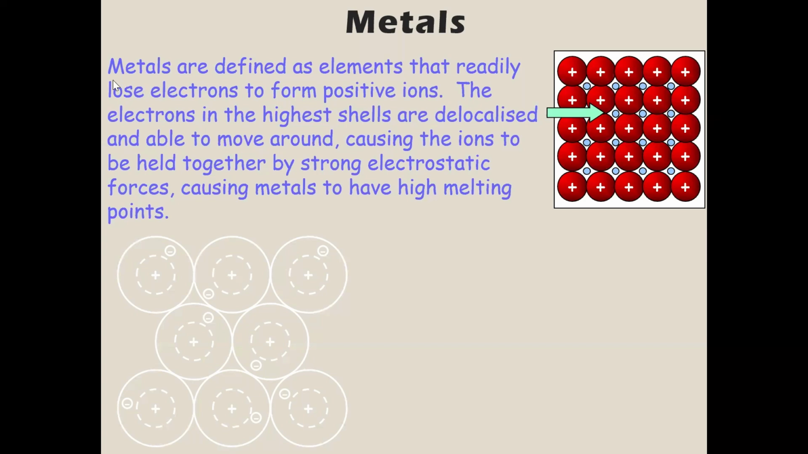So metals tend to lose electrons to form positive ions, and these electrons in the highest shell are delocalized and able to move around. That causes the resulting ions to be held together by strong electrostatic force. This strong electrostatic force causes metals to have high melting points.